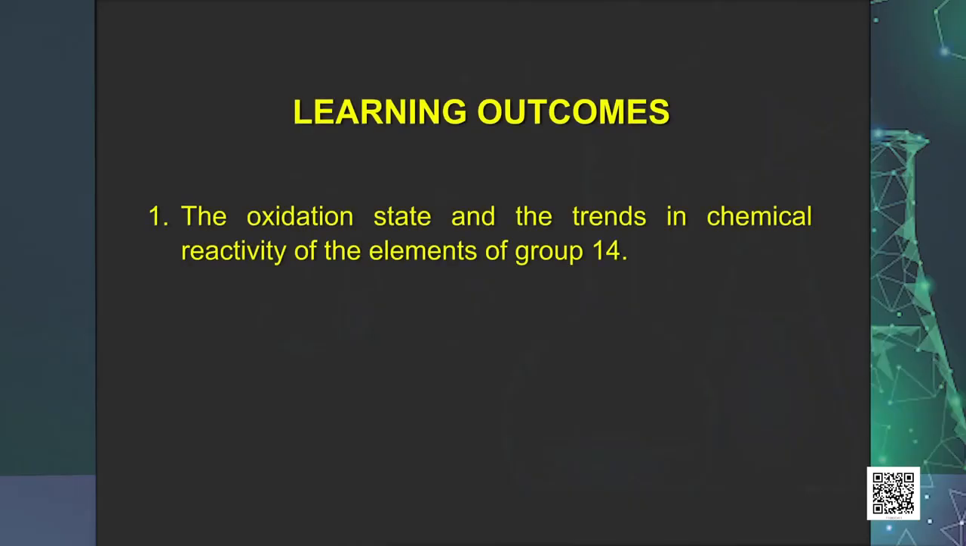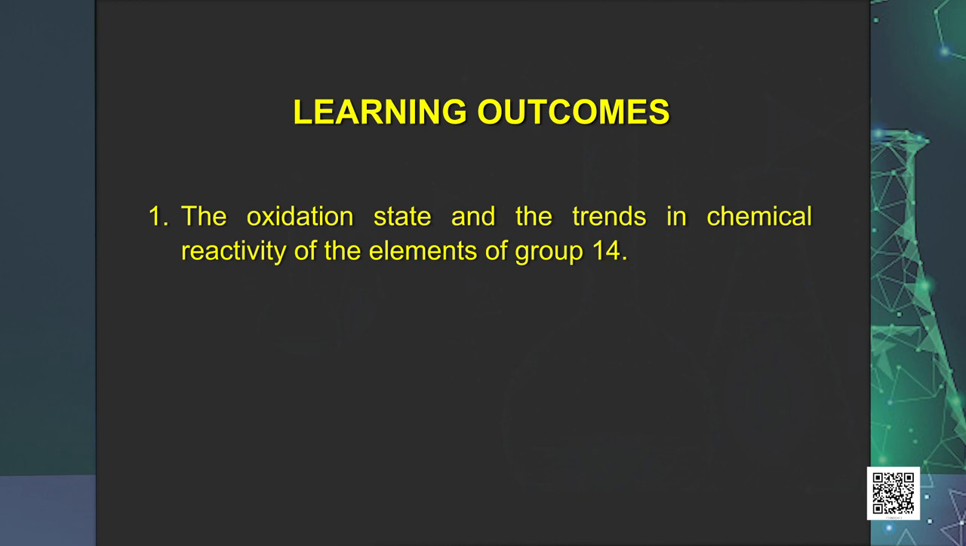Hello learners! In the previous episode, we learned about some important compounds of boron and aluminium along with their uses. We also gathered the basic knowledge about the elements of group 14 such as their electronic configuration, trends of radii, ionization enthalpy, etc.